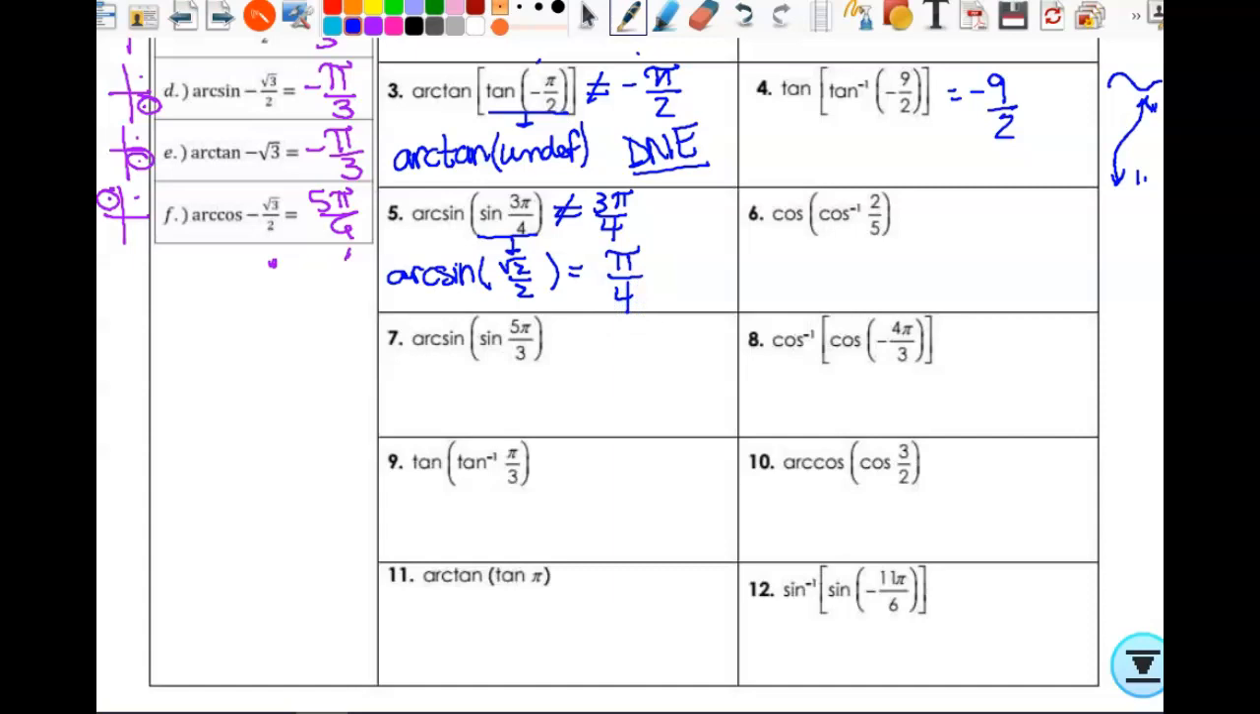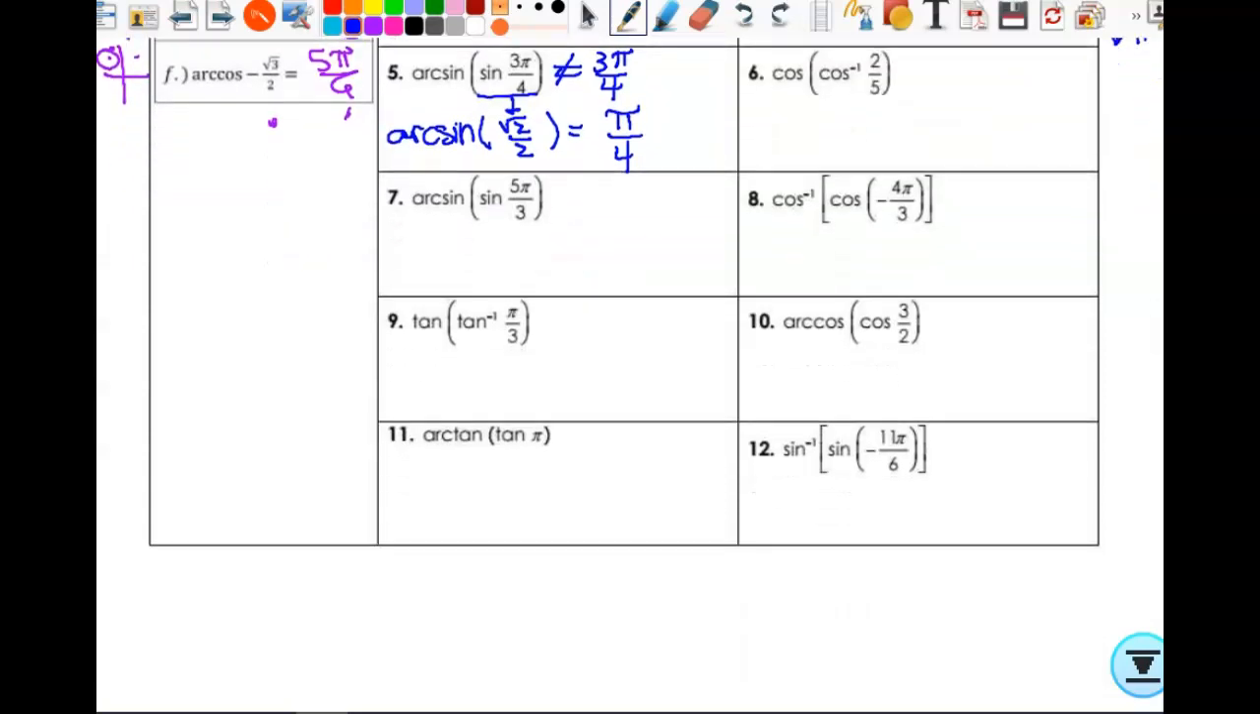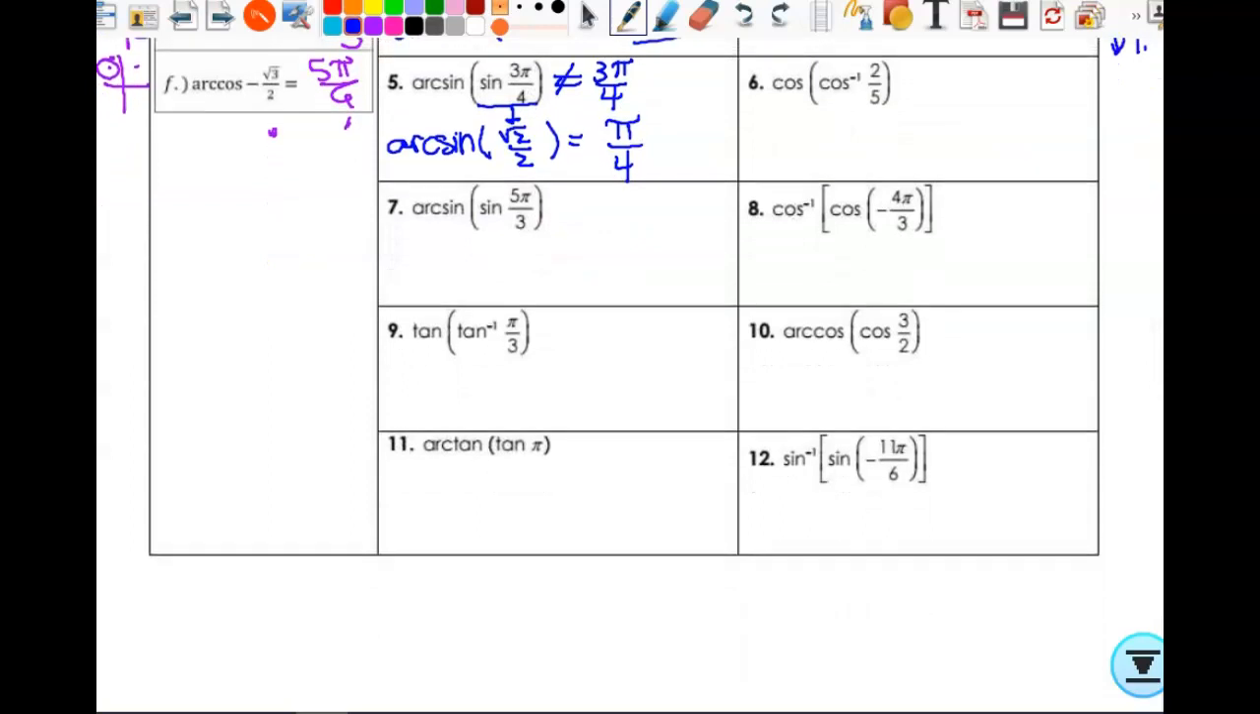Okay. We good? What questions you got? All right. Cosine of the cosine inverse of 2/5. Do you know what the cosine inverse of 2/5 is? Nope, me either. Don't really care. But if I can, my answer will be 2/5 if 2/5 fits in the interval that I need. Does it fit there? Is that between negative 1 and 1? Yep. So then my answer is 2/5.